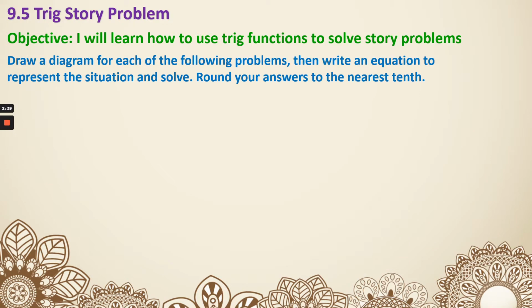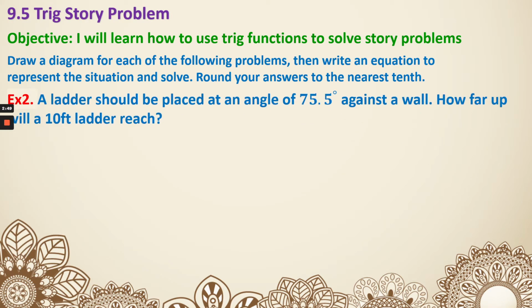Next, for the rest of the examples, we need to draw a diagram of each of the questions and then write an equation, then solve. And you will notice it's actually more important to make sure you understand the question and draw it correctly. Otherwise, you won't even be able to see your right triangle, and then you won't be able to solve the questions correctly. So a ladder should be placed at an angle of 75.5 degrees against the wall.